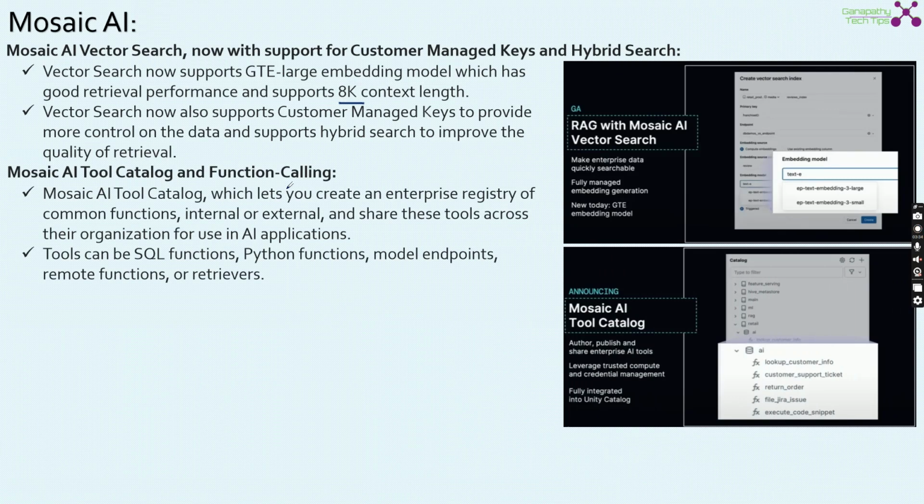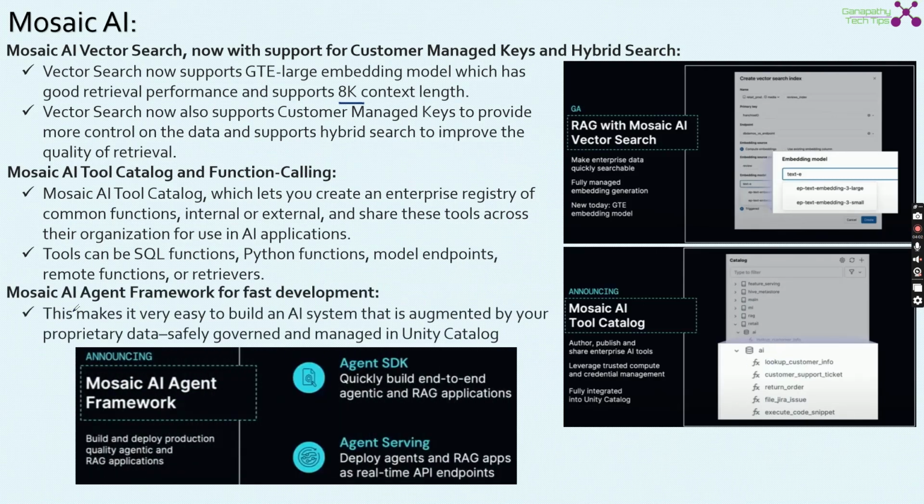And then the Mosaic AI tool catalog and function calling. Now you can create an enterprise registry of common functions, internal or external, and share these tools across their organization for use of the AI applications. Tools can be SQL functions, Python functions, model endpoints, remote functions, or retrievers. So you can author and publish, share enterprise AI tools, leverage trusted compute and credential management, fully integrated into the Unity Catalog. And then the Mosaic AI agent framework for the fast development.